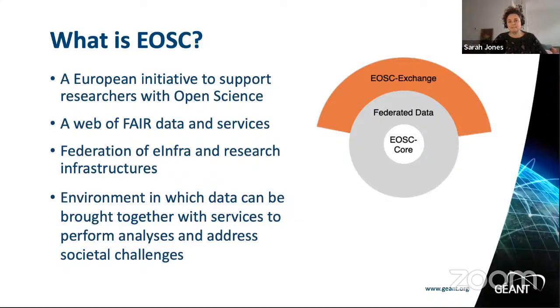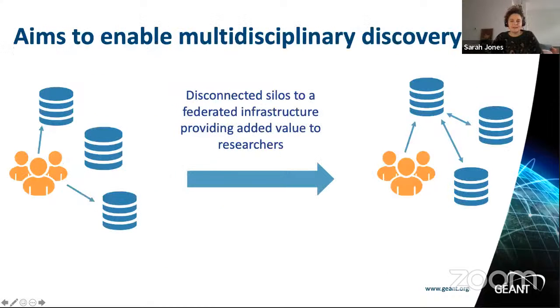And by doing so, we're building this environment in which you can bring together the different data and the services to make it easier for researchers to perform their different analysis and address the societal challenges. So you can see a very basic diagram. The EOSC core is the kind of underlying services that are needed to make EOSC work. And then we're having a cross-search, a federation of all the different data. And the EOSC exchange layer is where all the services can be accessed. So you can get different tools for your storage and your analysis and for publishing data so that you can do the work that you need to do.